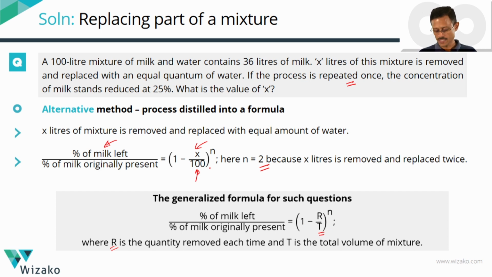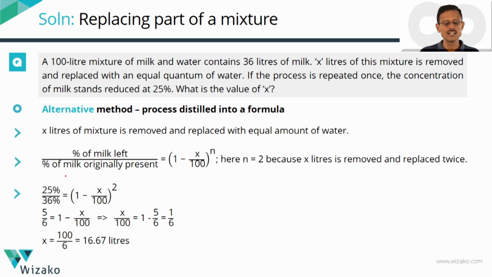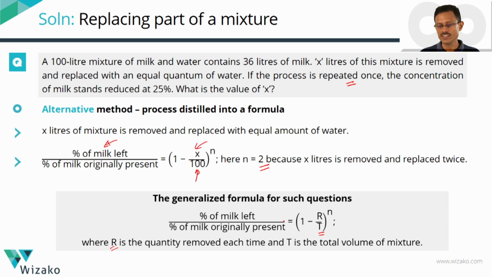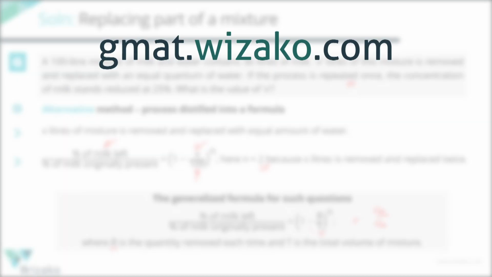So let's basically plug in the values to check we are getting the same answer. 25% milk is left finally, divided by 36% milk is what we started with, is equal to 1 minus x by 100 whole square. Take square root on both sides, we'll get the same answer. X is equal to 16.67. Quickly again, take you back one slide to recall the formula. The formula is the new concentration of the item divided by the old concentration. Whatever is left divided by the original is equal to 1 minus r by t raised to the power of n.